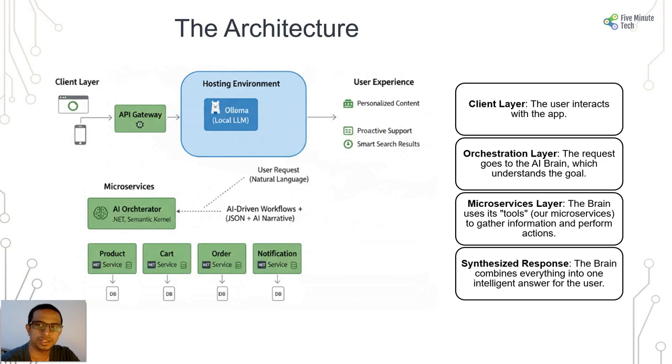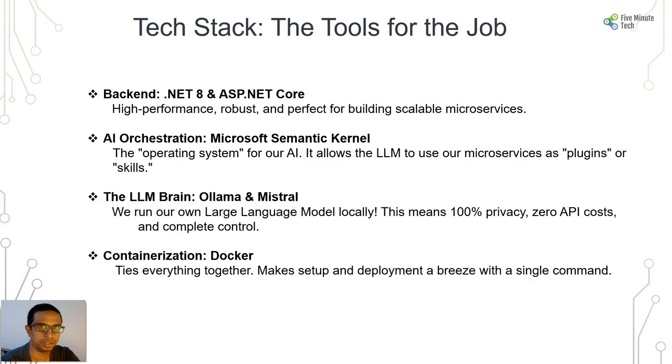The orchestration layer is the layer where the request goes to the AI brain, which understands the goal. And the microservice layer is where the brain uses its tools, that is our microservices, to gather information and perform actions. The synthesized response is where the LLM combines everything into one intelligent answer for the user, to guide him through the journey of the application.